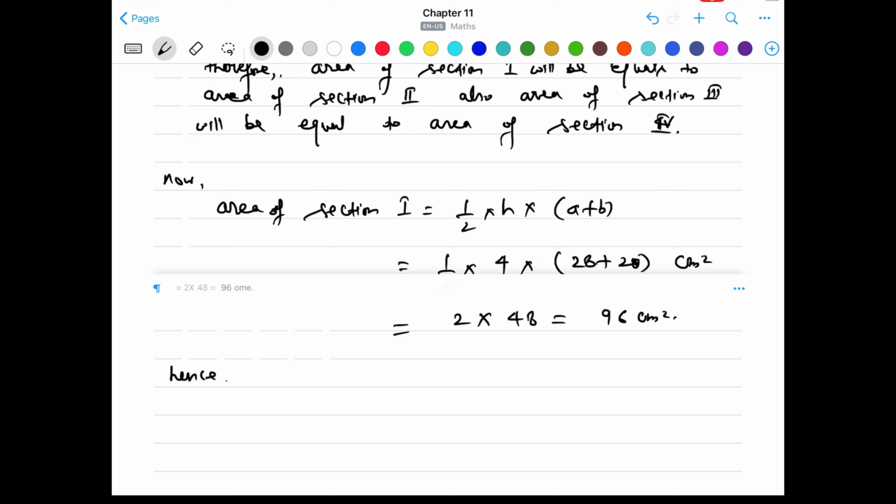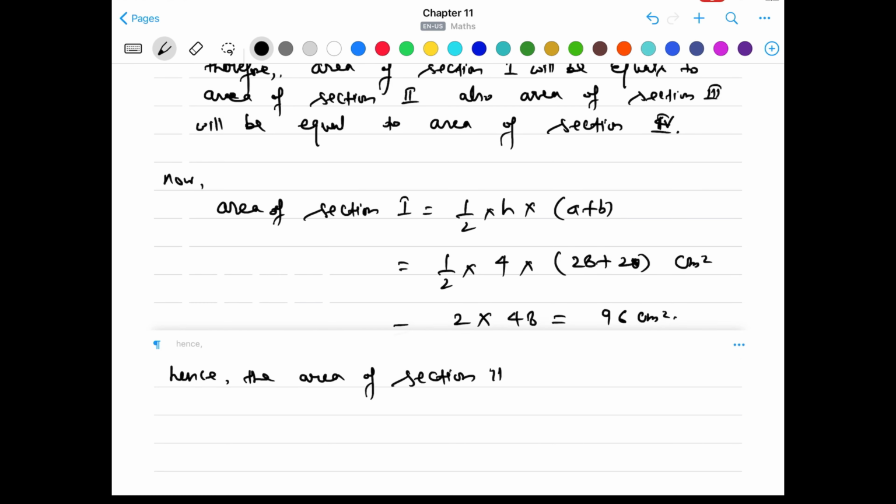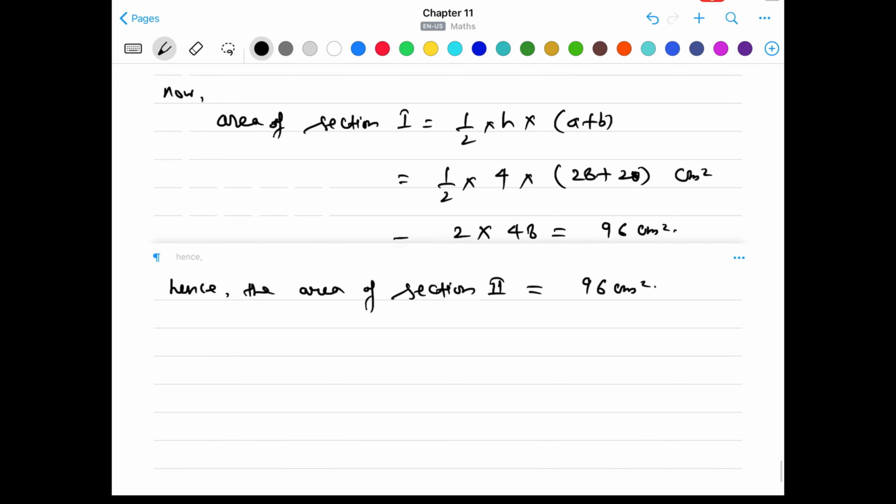Hence the area of section 2 will also be equal to 96 centimeter square.